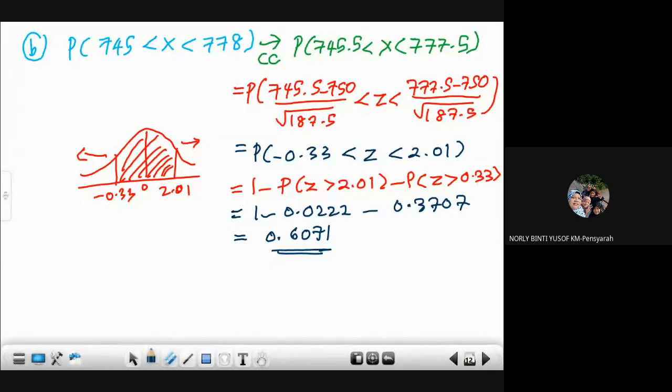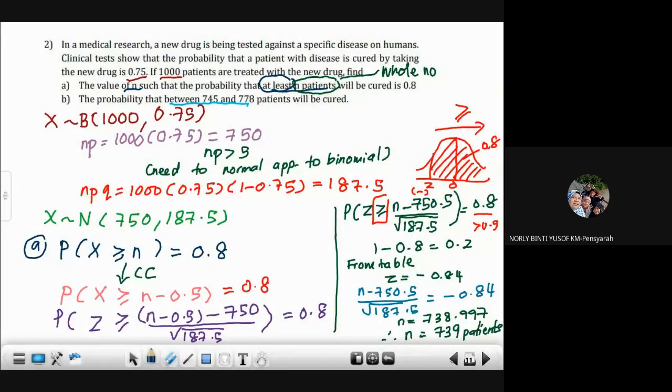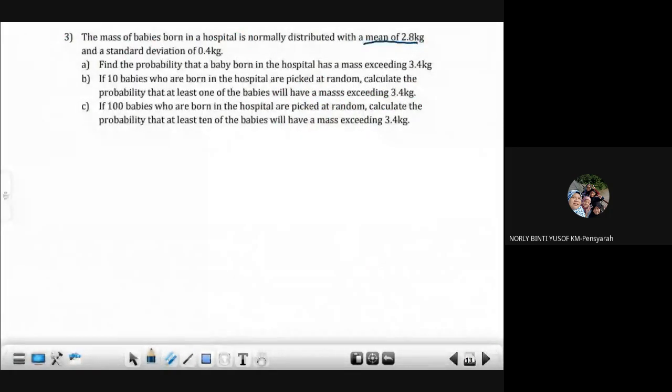Okay. So kita pergi get last question, number 3, before we stop. Soalan ni pun sama. The mass of a baby born in hospital is normally distributed with the mean 2.8. Okay, soalan normal. Tadi bezanya soalan nombor 2 tu binomial, tapi you buat approximate. Dia soalan binomial, you buat normal approximate sebab syarat dia, NP dia ni lebih besar daripada 5. Okay, soalan yang ketiga, dia soalan normal.